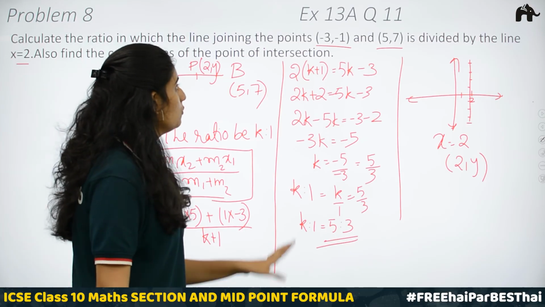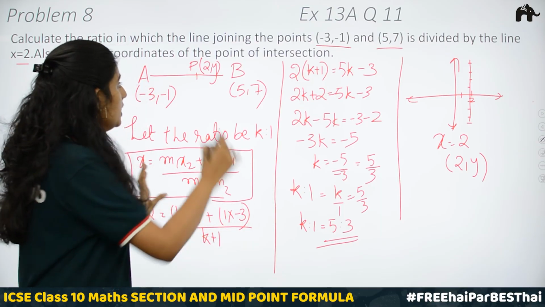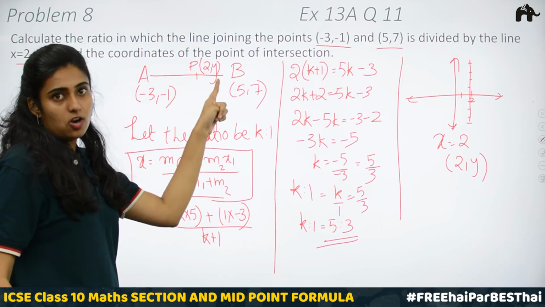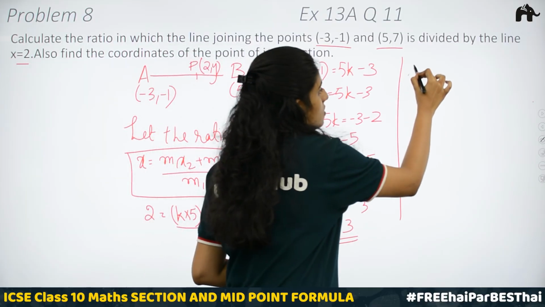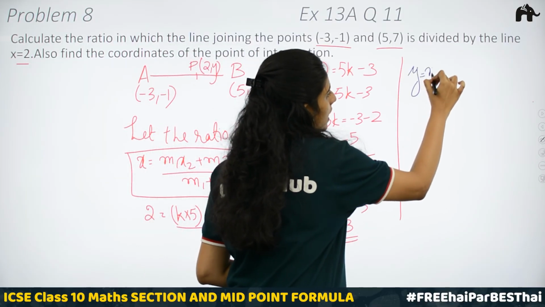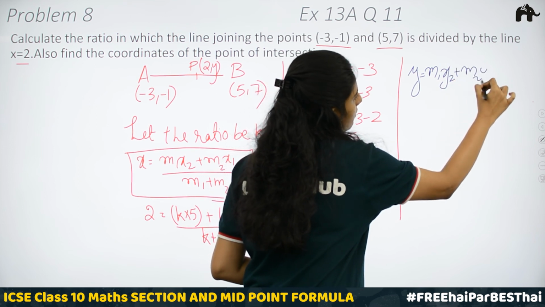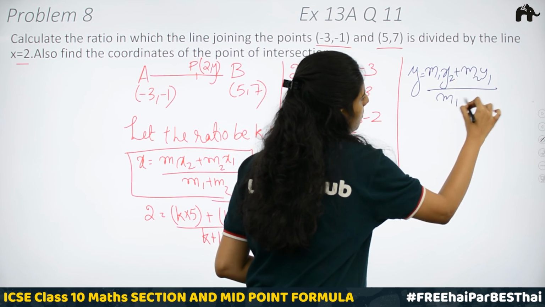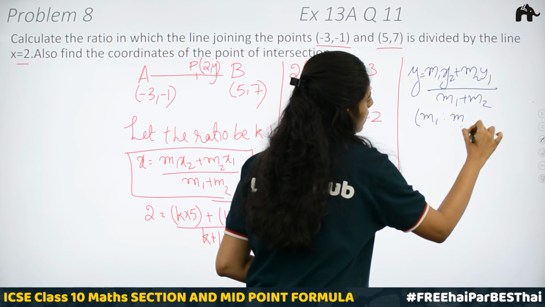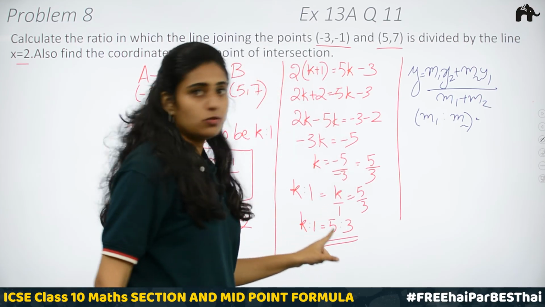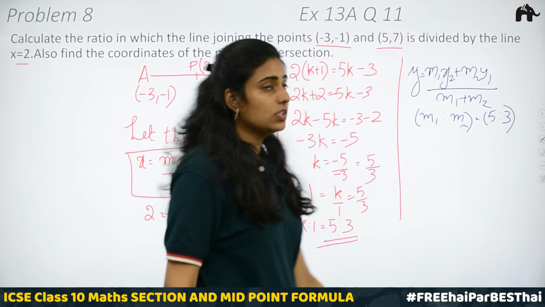Now what do we need to find? We need to find the point of intersection. We got the ratio. In the point of intersection, we know the x coordinate and we need to find the y coordinate. Y coordinate, using section formula, y is equal to m1 y2 plus m2 y1 divided by m1 plus m2. Here we have m1 is to m2 is equal to, we have found the ratio, which is 5 is to 3. Substitute the values.